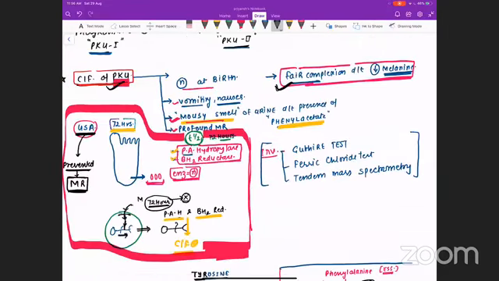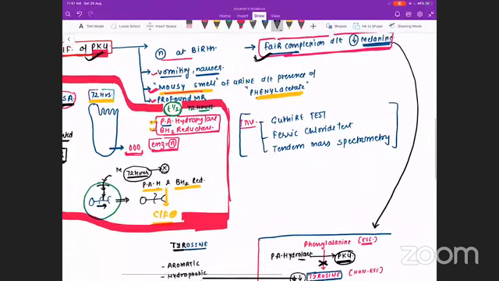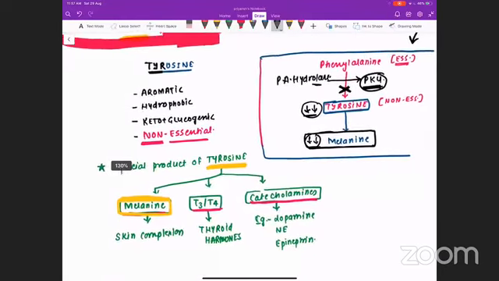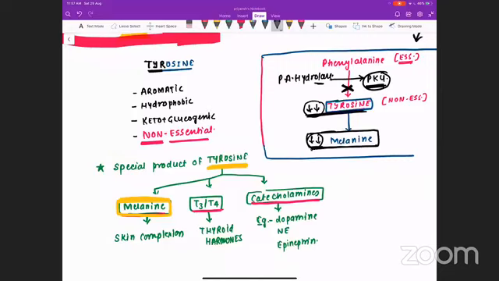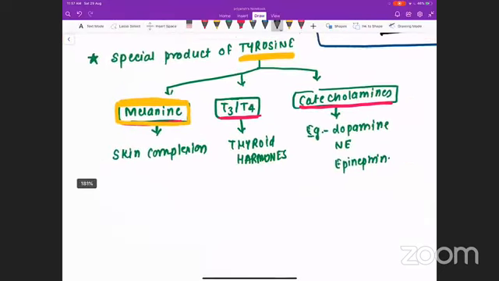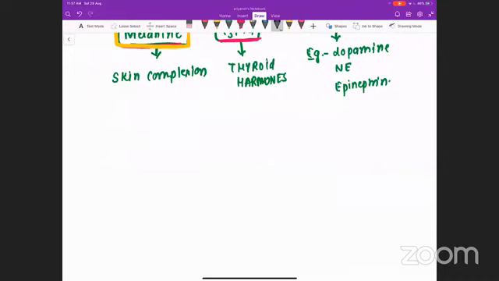We have written this statement in phenylketonuria, and I have provided the explanation here: phenylalanine converts into tyrosine. If this reaction does not happen, there is a decreased amount of melanin, and that leads to fair complexion of skin. Anyways, the important part is what is written in green color, the special products of tyrosine: melanin, T3, T4, and catecholamines. Now we are going to discuss how these three molecules are synthesized in our body. The first is melanin synthesis.